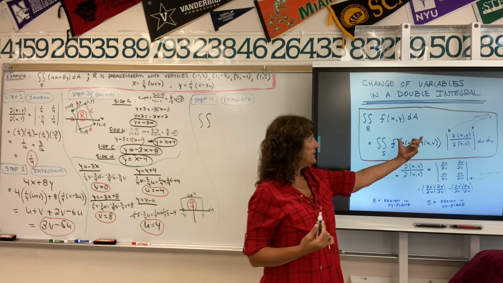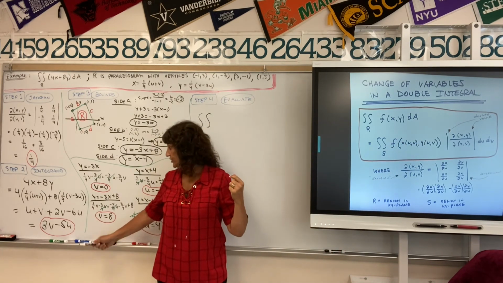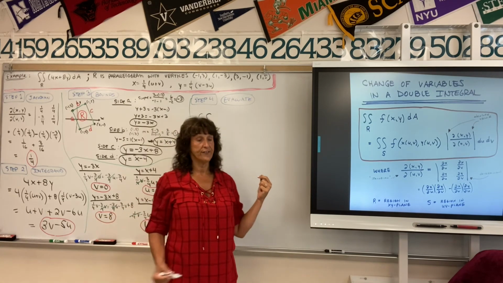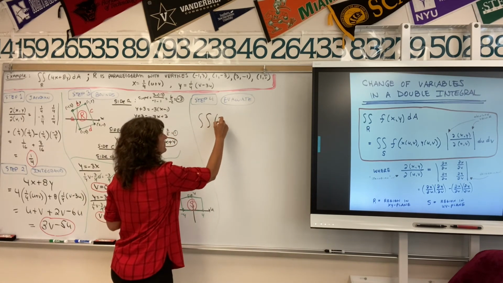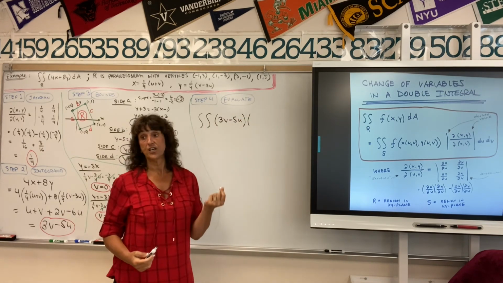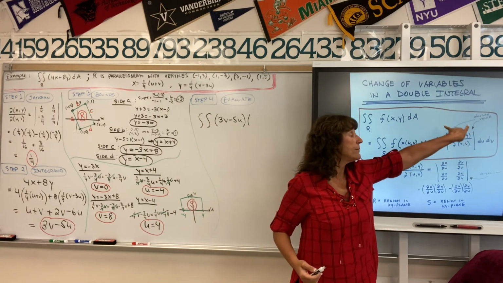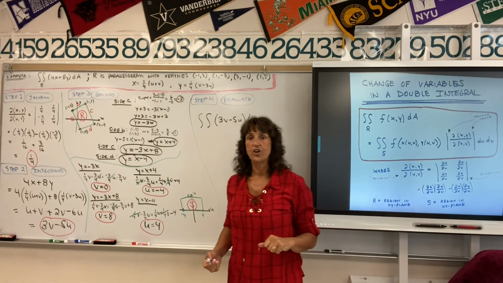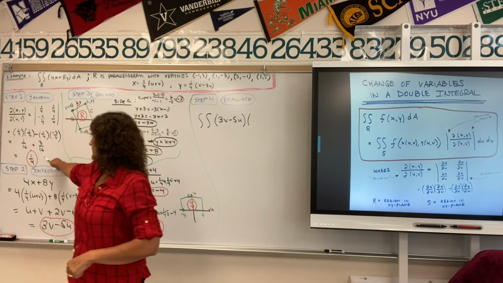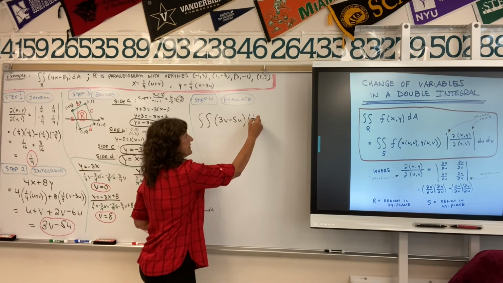We need the integrand in terms of u and v. What is the integrand in terms of u and v? It's 3v minus 5u. Okay, then what do we need? We need the Jacobian. The Jacobian comes next, and we want the absolute value of the Jacobian. In the event that your Jacobian comes out to be a negative number, make it positive. So the absolute value.